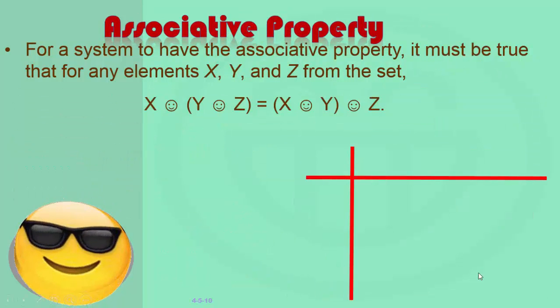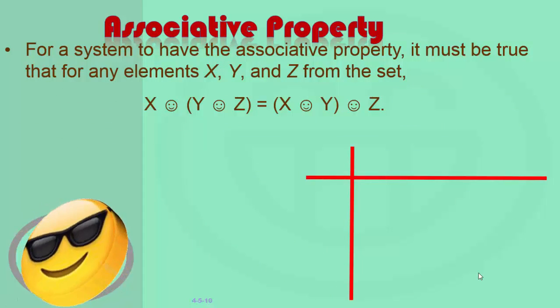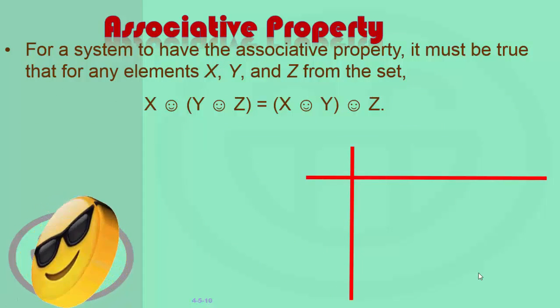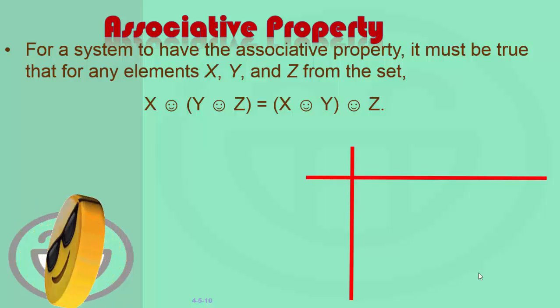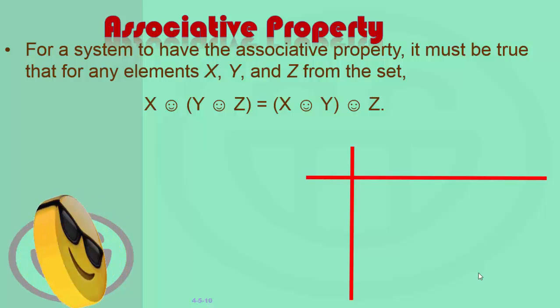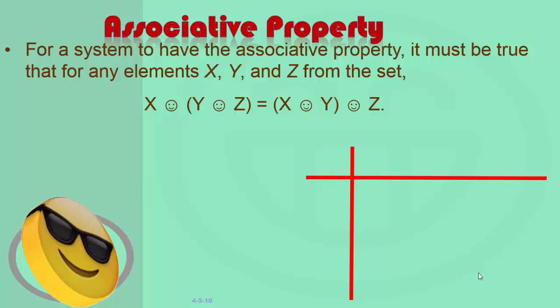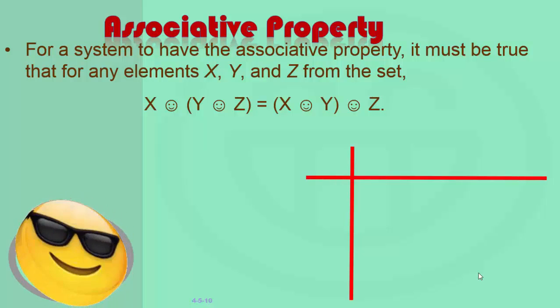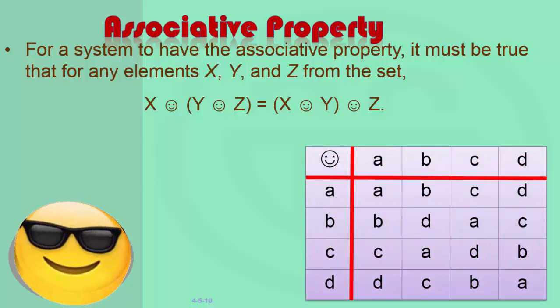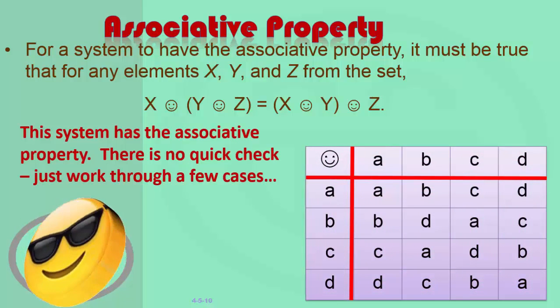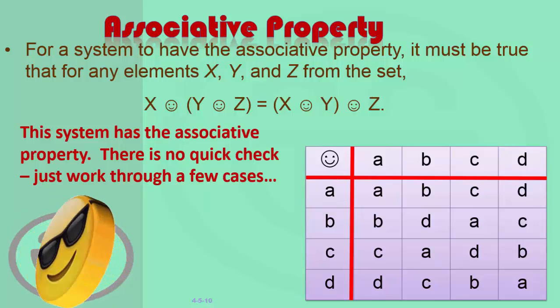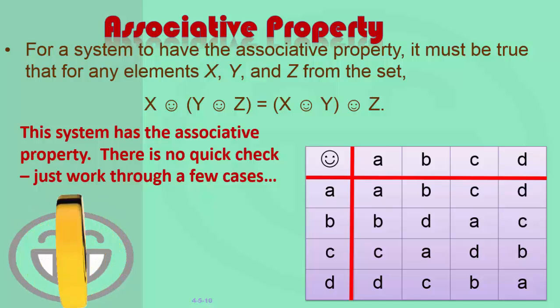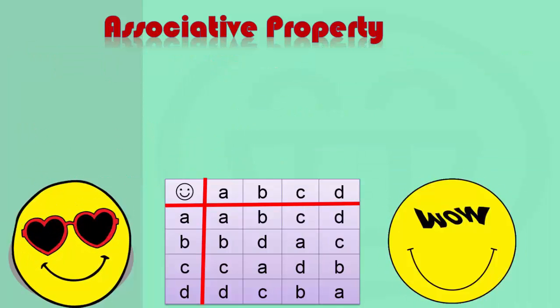The next property we're going to discuss is the associative property. For a system to have the associative property, it must be true that any elements x, y, and z from the set, in our case, x smiley face, bracket y smiley face z, close bracket, is equal to bracket x smiley face y, close bracket, smiley face z. So let's look at our table. And it turns out that there's no really quick and easy way to do this, meaning we can't just draw a diagonal or inspect it. So what we have to do is work out a few cases.